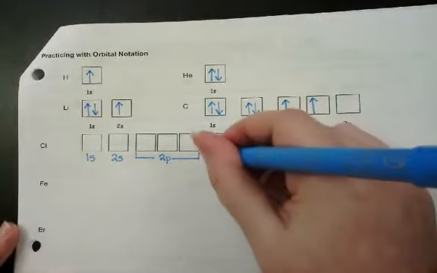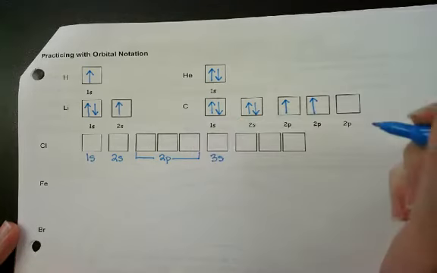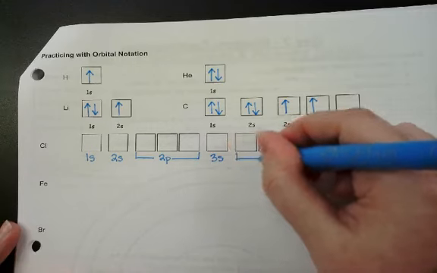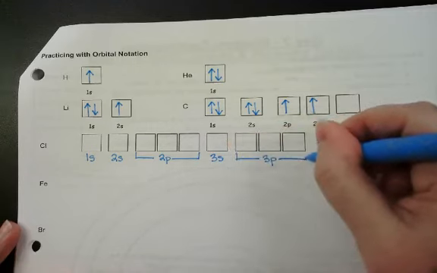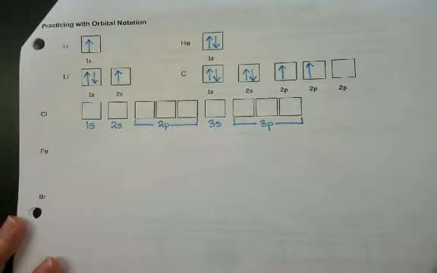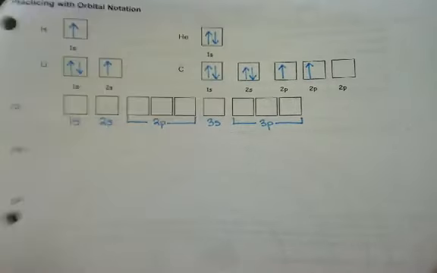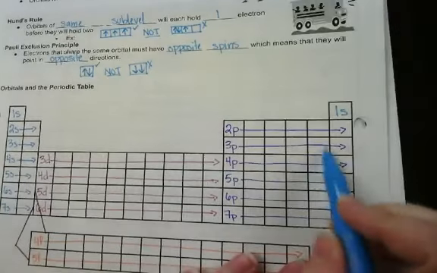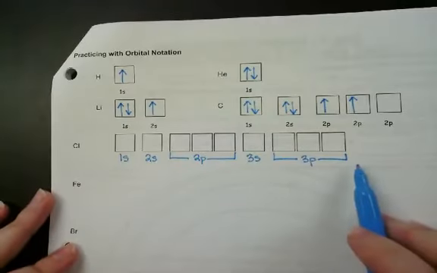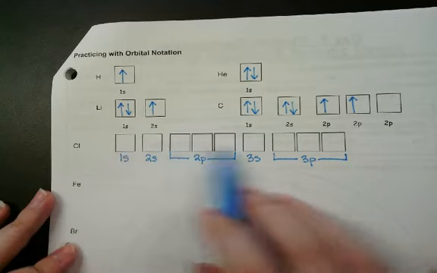After 2p comes 3s, and after 3s comes 3p. So again, any p sublevel is going to have all 3 orbitals drawn. So chlorine, we said that chlorine is in the 3p section. That means everything before 3p has to be full because we fill lower to higher energy. So all of these are going to be full.